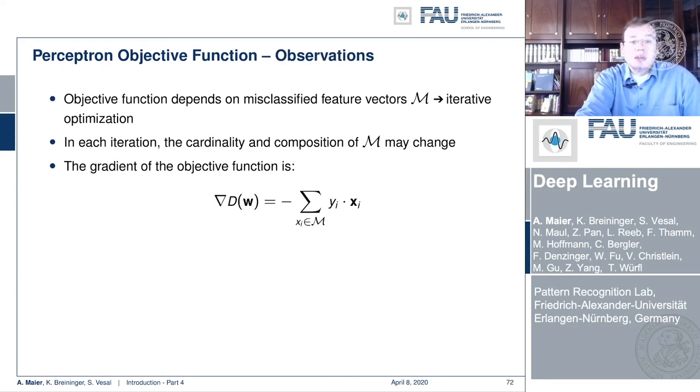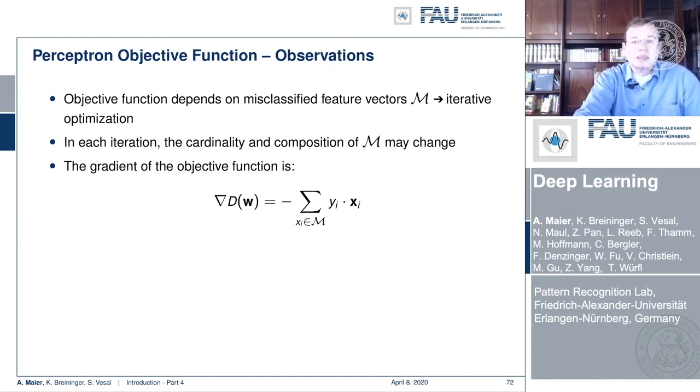This then leads to an optimization procedure where you have an iterative procedure. So this iterative optimization then has to determine an update, a gradient step for the weights. And once you have updated the weights, you have to determine the set of misclassified vectors again. Now the problem with this is that in every iteration, the cardinality of the composition of M may change, because with every step, you have more or fewer misclassifications. And you can actually compute the gradient of the function with respect to the weights, and it's simply the input vector multiplied with the correct class -1, and this would give you the update towards the weight.